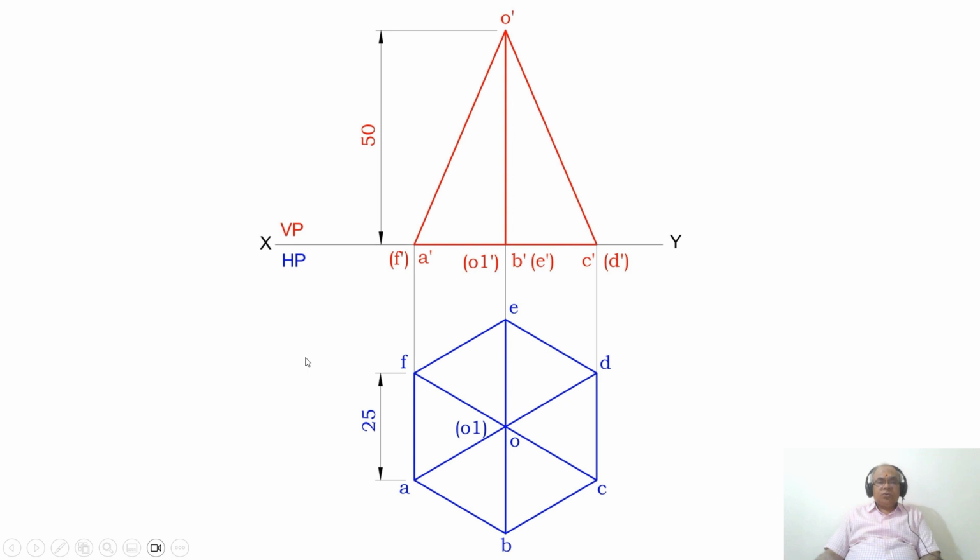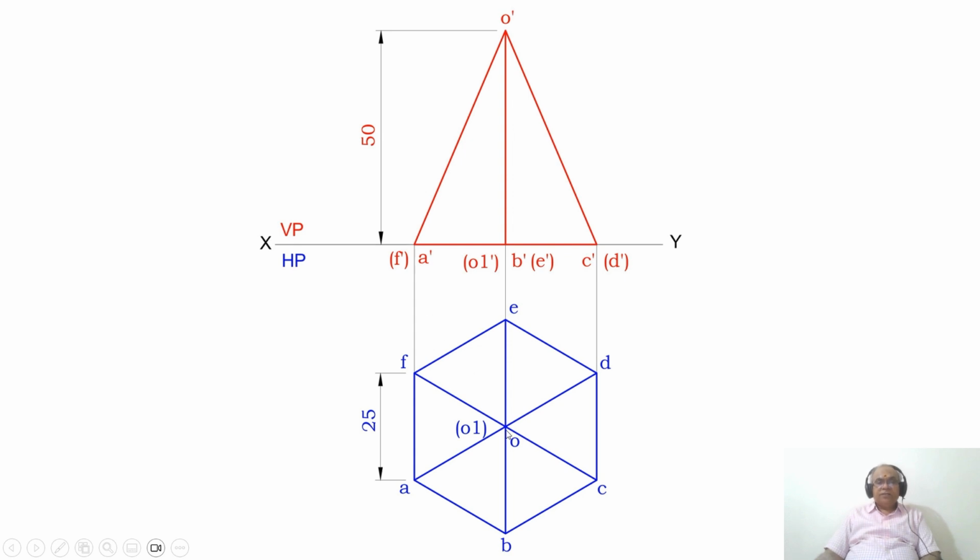So how to draw this by using the manual sketch? First, we write the XY line and mark VP and HP. Then, since it is resting on HP, I need to start the problem from the top view. First I need to construct a hexagon such that one of the base edges is perpendicular to the VP.